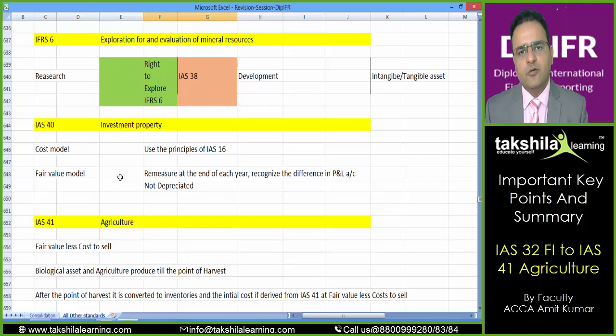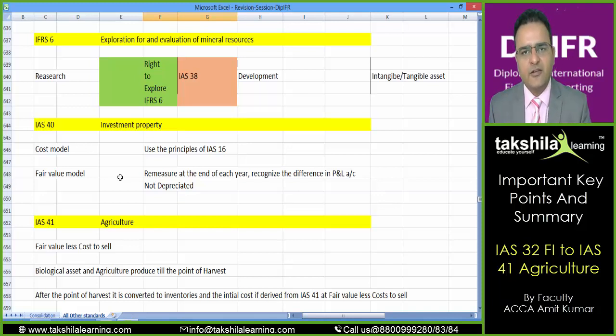This is only applicable to land and building. If there is any transfer between properties, like if there is any inventory which you plan to now hold for capital appreciation, you do not intend to sell it, there will be a transfer initially at cost. Now, depending on which model you use later will determine its accounting in the subsequent period.